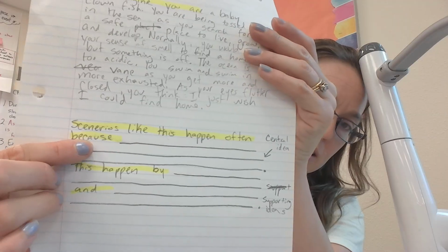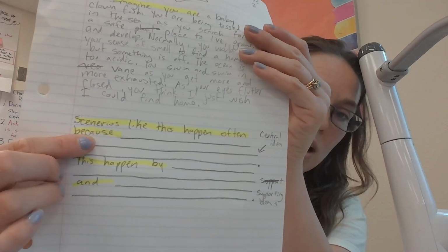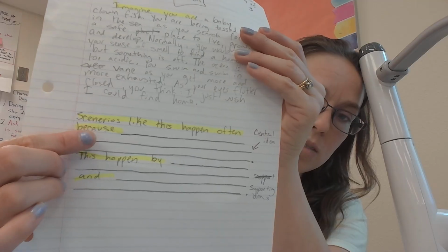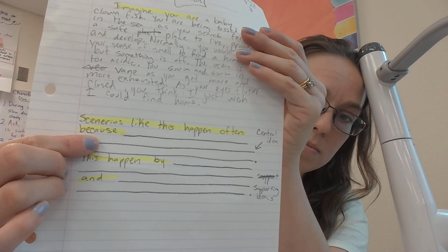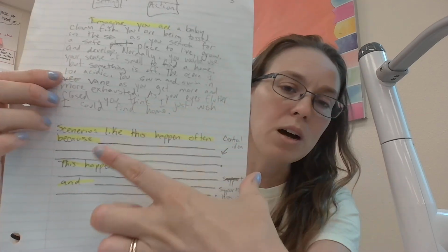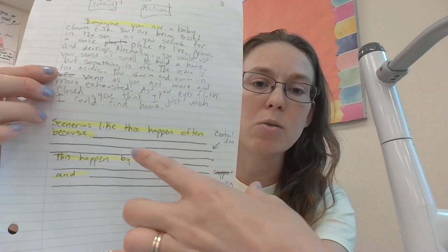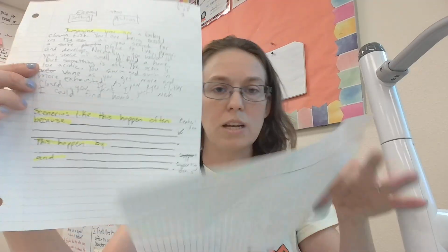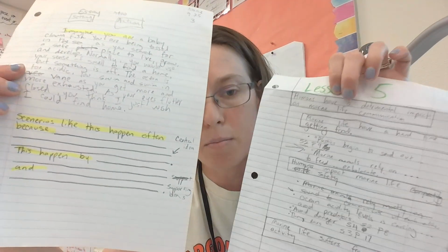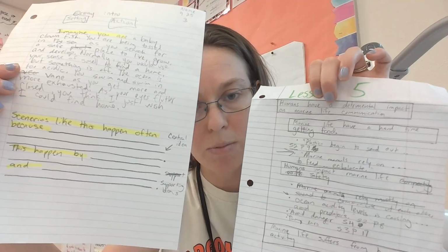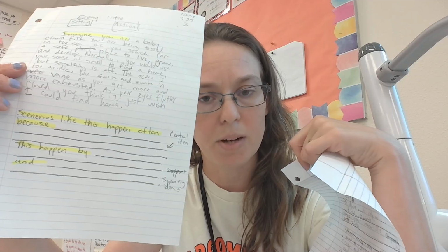And since I find this is really hard for 6th graders, I decided to start this year with giving them a sentence starter. Later in the year, I will not give that. But the sentence starter that I have here is scenarios like this happen often because. So go ahead and pause the video and copy that down. And then after because, you're going to fill in this blank with your central idea. Your central idea is the top box on your box and bullet plan. So you're just going to copy it from here onto here. Pause the video and do that.